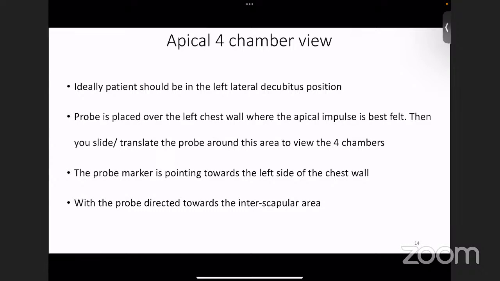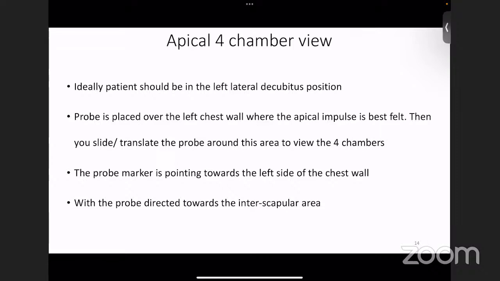Then we move the probe like a dosa. When you move that, there will be one place where you can get the ideal 4-chamber view, and then we stick to that. Because if you keep on just putting it on the apical, you may not find it. So you should keep on sweeping and translate the probe to get the best view of the heart.